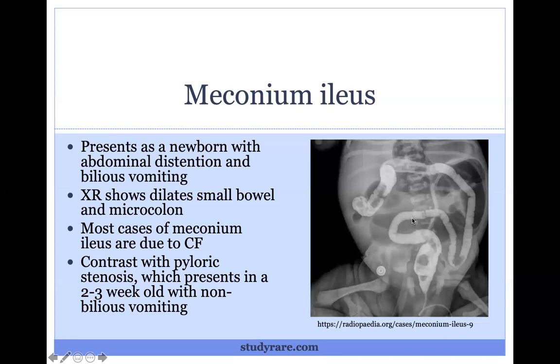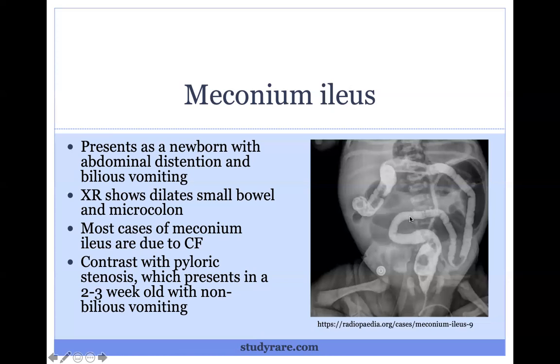You see that that bowel is dilated, and you can also see a microcolon. So that's because the feces is not able to pass from the small intestine through the colon, and so that microcolon is also shown here in the lighter color. You can see that there.